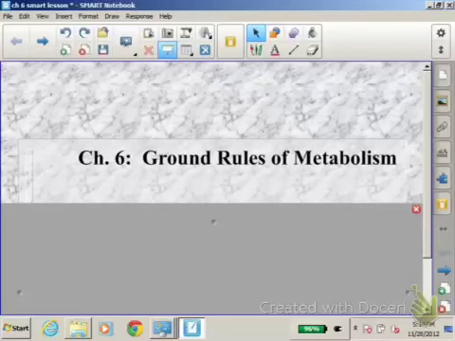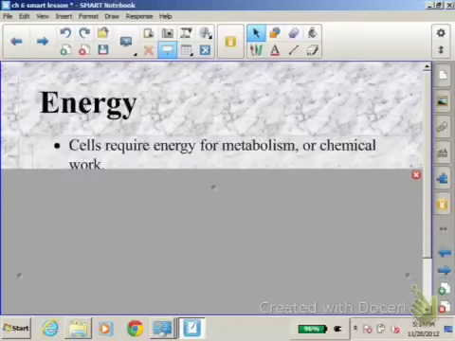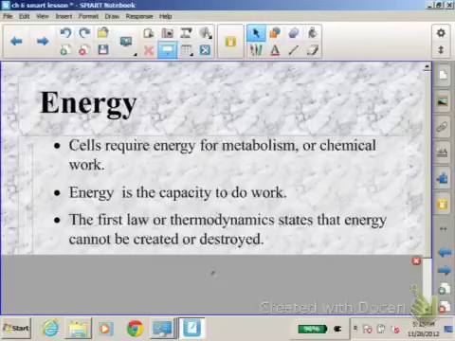Okay, here we go. First of all, remember that energy is just chemical work. Cells need energy for metabolism. And remember, metabolism is just the sum of all chemical reactions in the body.